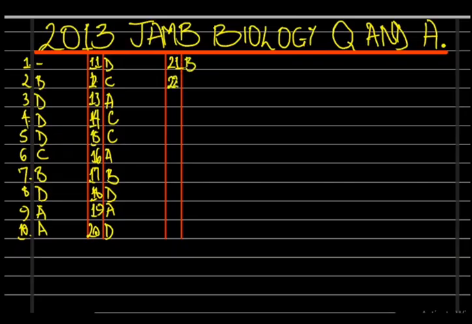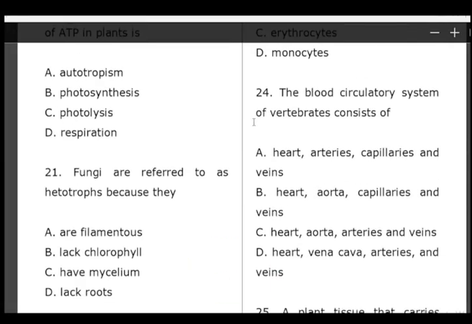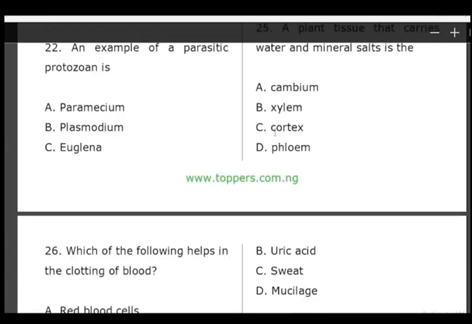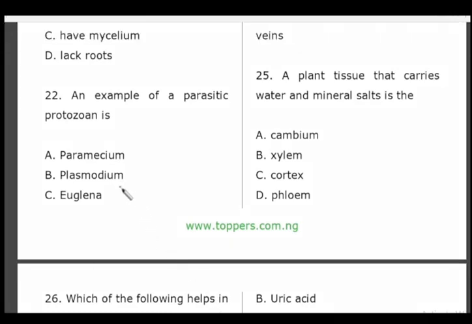Option B. 22 now. An example of a parasitic protozoan is A. Paramecium, B. Plasmodium, C. Euglena, and then D. Chlamydomonas. If you look at all of these, the one that is a parasitic protozoan is the Plasmodium.